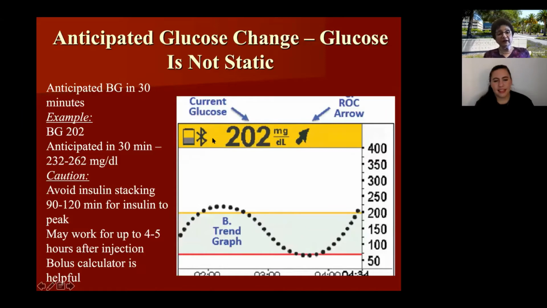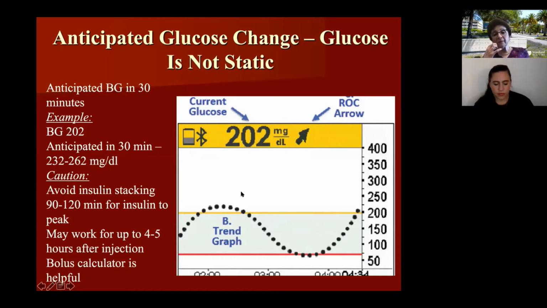If we go over a specific example, for example, blood sugar is currently 202 and your arrow is going up. Your anticipated blood sugar in 30 minutes is anywhere from 232 to 262. So if you just cover for this 202, you'd still expect it to be higher after the bolus. But when you're taking insulin, it's useful to see how much insulin you actually have on board from your previous correction. And again, we'll come to that.